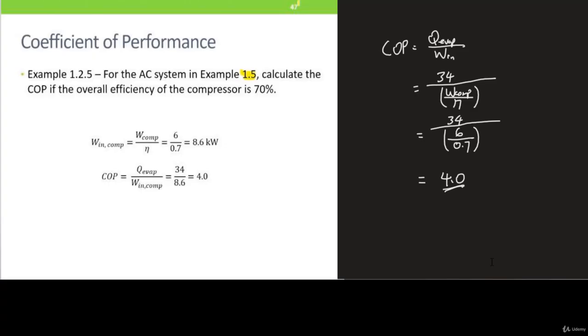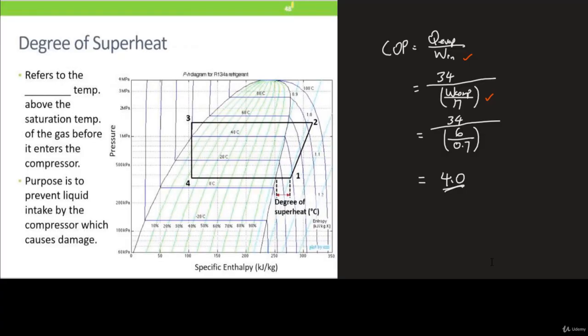So of course you can write everything in a single step, or you can try to find the power input value first. You calculate this separately like what I've shown you in the slides. That means you'll find this, which is 8.6 kilowatts. Then finally you take 34 divided by 8.6. So either way. Okay, we will learn two more terms.